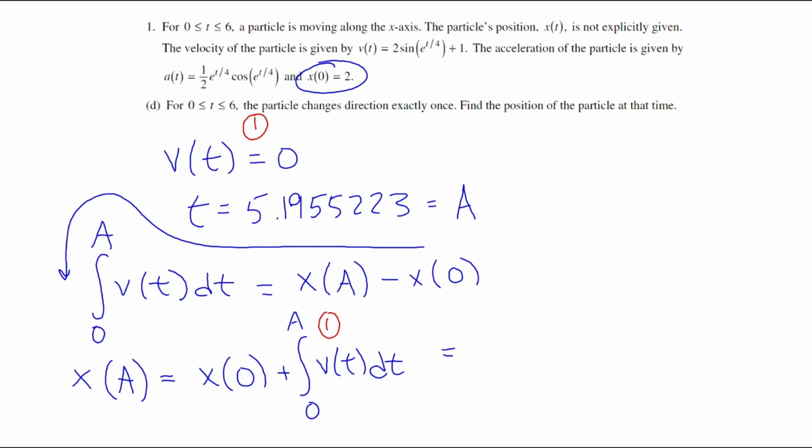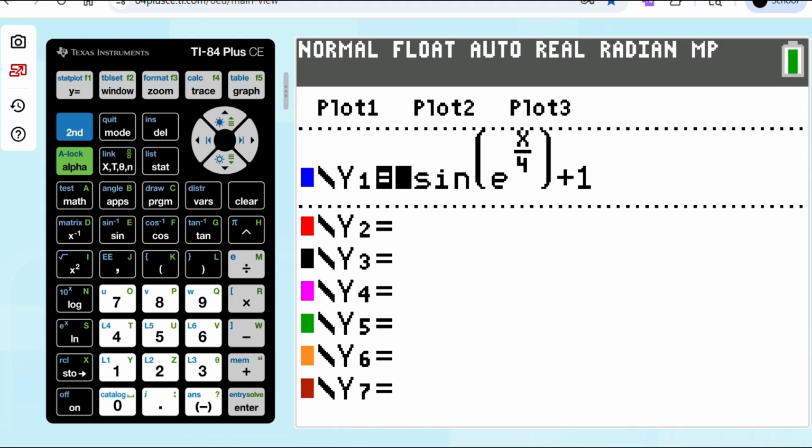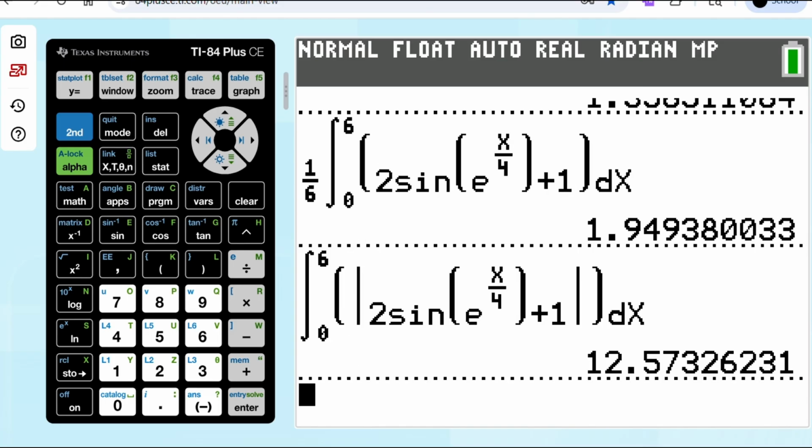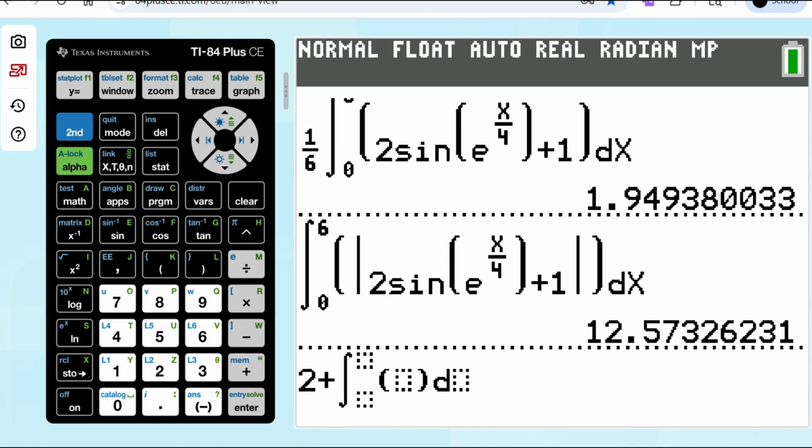We're just going to do it on our graphing calculator. Before we actually go out of here, let's note that we have put our velocity function in as y1 already. So when I hit second quit, I need to put in this x of 0, or 2, plus this integral. I'm going to hit math, and I'm going to hit option number 9. And my integral was from 0 to that a value that I had, so 0 to 5.1955223 of the velocity function.